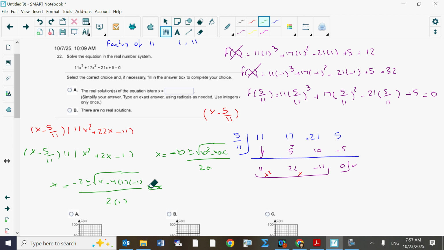Then when you calculate that, this is going to be negative 2 plus or minus the square root of 8. The square root of 8 is 2 root 2, divided by 2. Now simplify. Dividing by 2, this will be negative 1 plus or minus root 2. So this is how I can find the other roots of the function. The roots will be 5 over 11, negative 1 plus root 2, and negative 1 minus root 2.